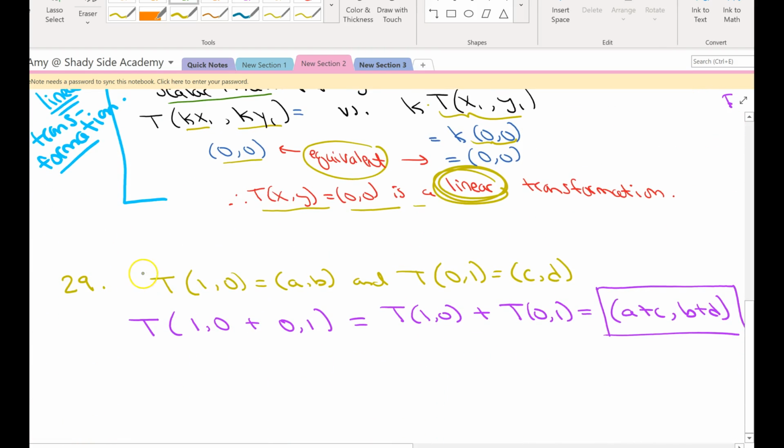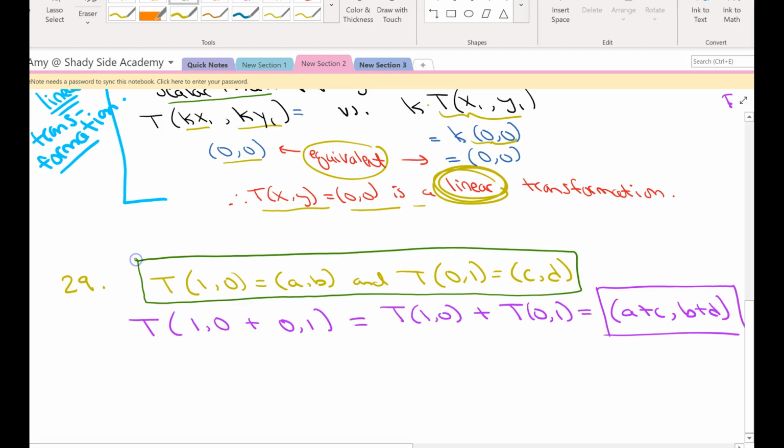So the green, or the citron, was given to you. This kind of looks like a persimmon leaf color. It told you the transformation applied to 1, 0 is A, B, and the transformation applied to 0, 1 is C, D.